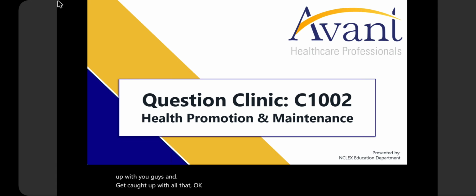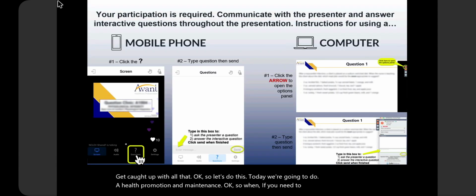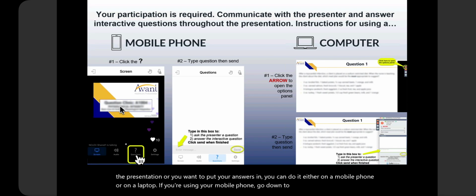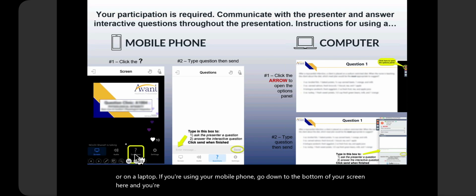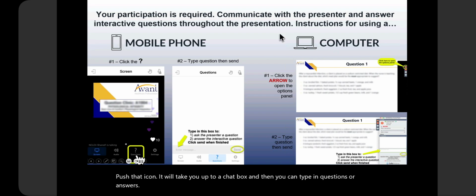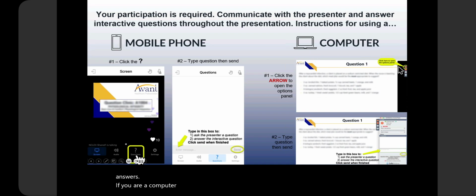Okay. So let's do this. Today we're going to do health promotion and maintenance. If you need to ask questions during the presentation or you want to put your answers in, you can do it either on a mobile phone or on a laptop. If you're using your mobile phone, go down to the bottom of your screen, and you're going to see on that menu on the bottom, it'll say questions, and it has a big old question mark there. If you push that icon, it will take you up to a chat box, and then you can type in questions or answers, okay?